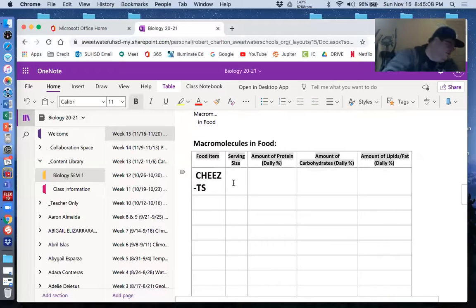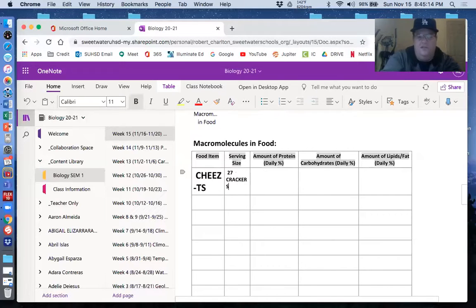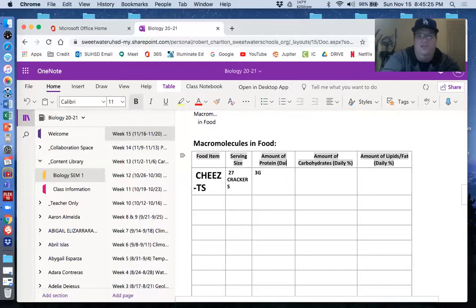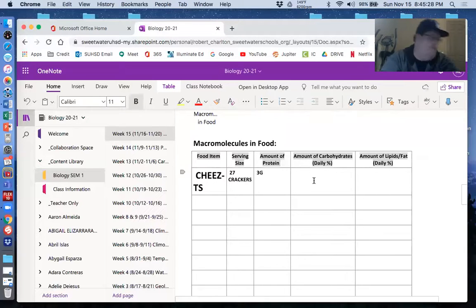All right. And then I'm going to show you where this stuff is. So I'll have 27 crackers is my serving size, amount of protein, I'm going to show you how to look this all up in just a second. 3 grams. There is no percent on protein because there's no limit on the amount of protein that you have. But for carbohydrates, there is a percent. So 17 grams. According to the 2,000 calorie a day diet, that is 6% of your daily amount. And then for fat, it's got 8 grams, which according to the 2,000 calorie diet is about 10% of the amount of fat that you need to have.